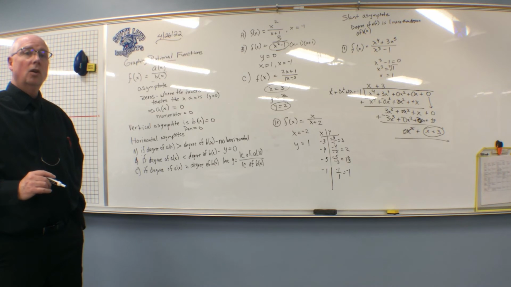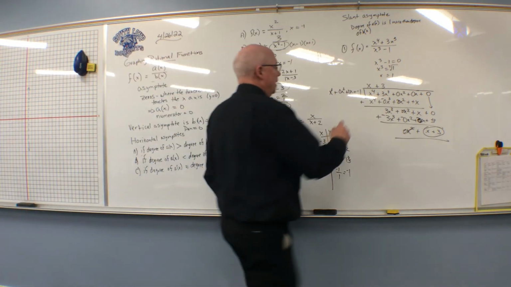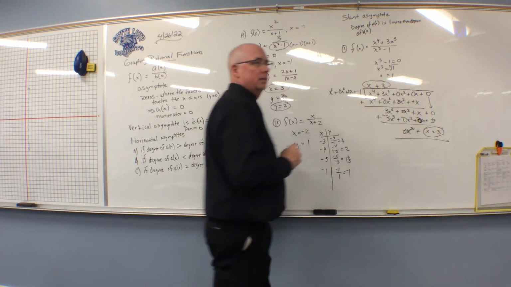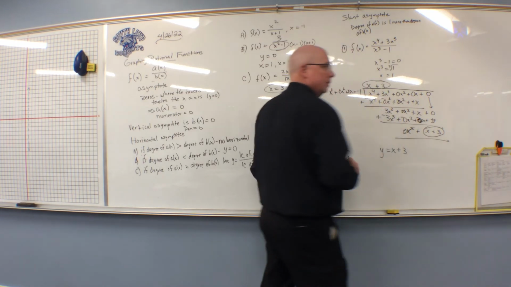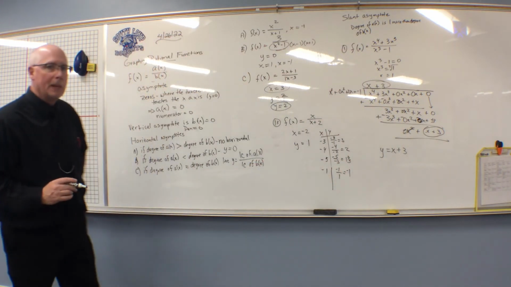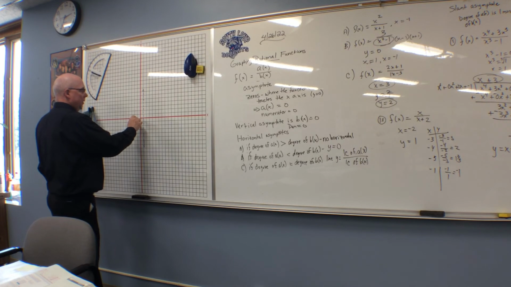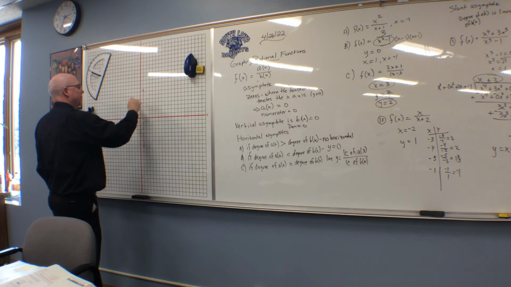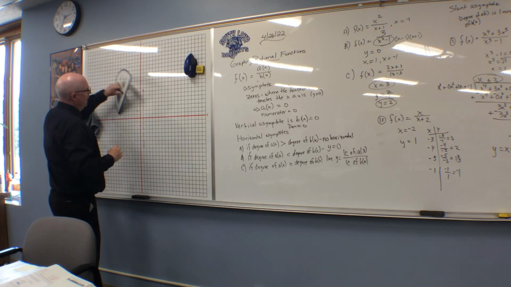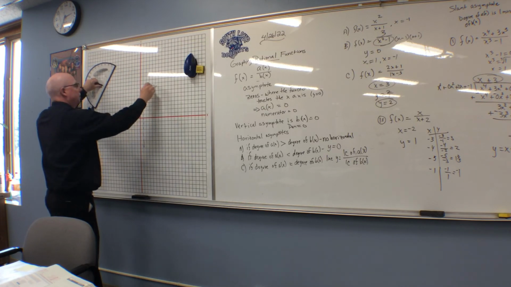But this tells us our oblique asymptote. And our oblique asymptote is right here, x plus 3. So think of it as this, guys, y equals x plus 3. The y-intercept is 3, and then up 1. So it looks like this. Now, since it's slanted, I have to use a straight edge.